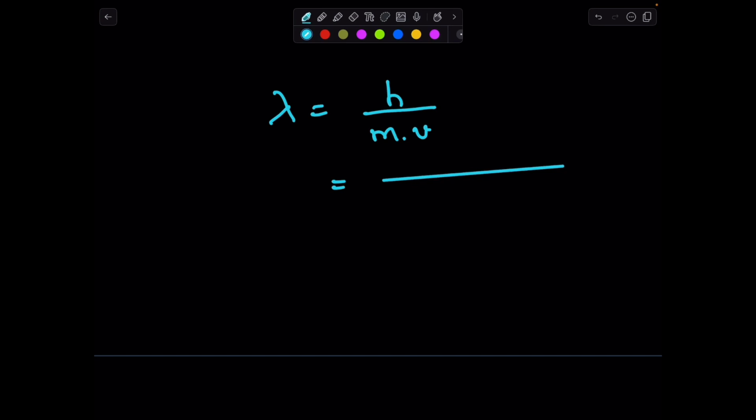The last part, calculate the DeBroglie wavelength of a helium atom traveling at 1000 meters per second. So lambda equals h over mv. The velocity is given as 1000 meters per second, and we know the value of h, so we can plug that in.